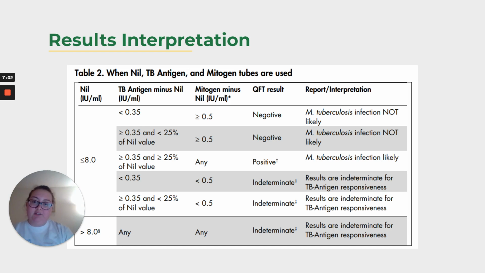Here's a table that's used to determine the results of the QuantiFERON Gold. It's a combination of equations, essentially, but you're going to look at the nil tube, the mitogen tube, and each TB antigen tubes to determine if infection is likely or not likely.